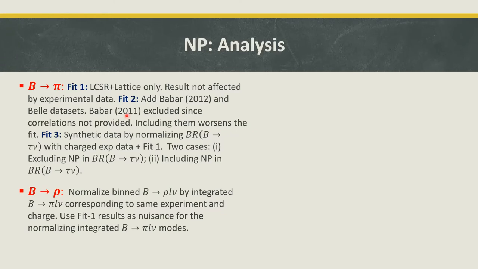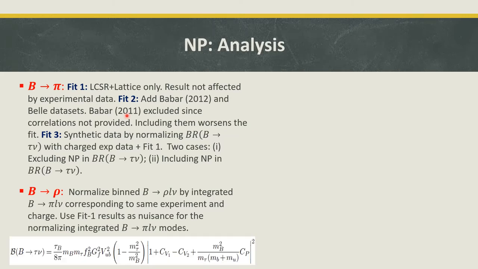So this normalization was obviously done with the target of canceling VUB on the theoretical side so that we don't have to fit VUB in these bits. And in the B2 rho normalizations, we took care of the charges. That is, B plus to rho l nu was normalized by B plus to pi l nu. And we used the integrated values from the same experiment. So the B2 rho estimates corresponding to Belle 2013 were normalized by the B2 pi integrated value reported by the Belle 2013 experiment and so on.